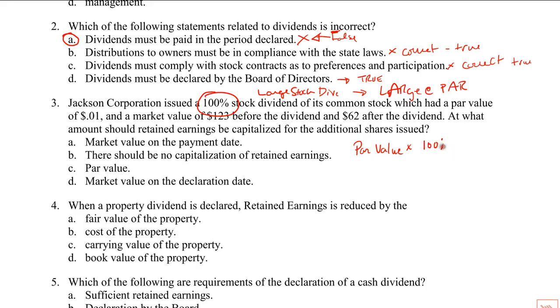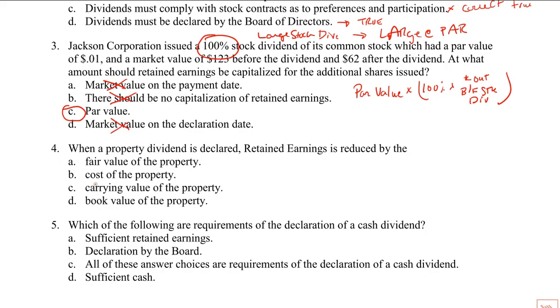So that would be 100% times the number outstanding before the stock dividend. I'm sorry, I'm injured, and it's really more difficult for me to write than usual. Their market value is incorrect. No capitalization, that's not true. In either case, whether it's a small or a large stock dividend, there's going to be some capitalization of retained earnings. Market value on the declaration date, no. Par value.